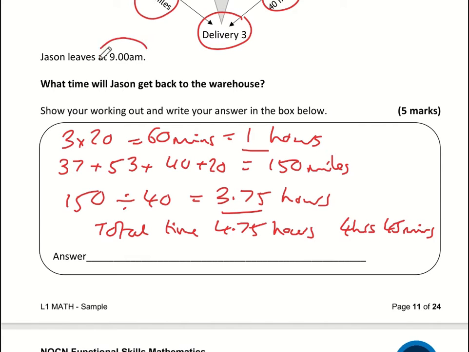So if he leaves at 4 a.m., just add 4 hours onto that. So 9, 10, 11, 12, 13. So that's going to be 13:45. Or if you want to put it into 12-hour clock format, then that is going to be 1:45 p.m.